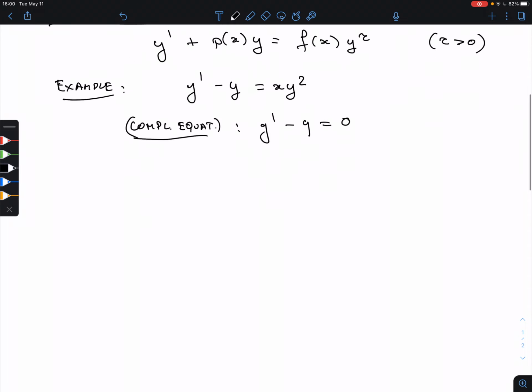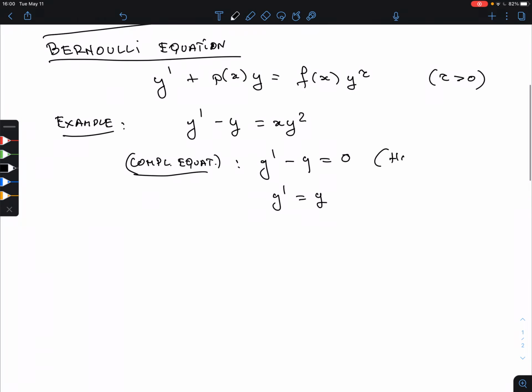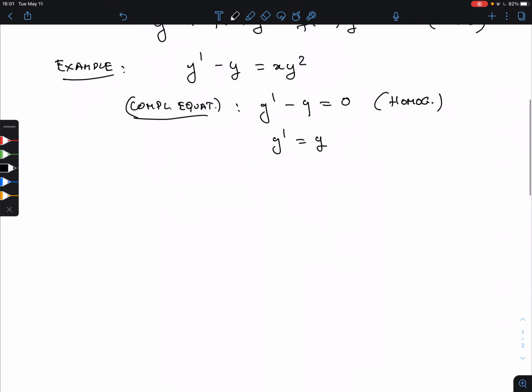That one we have solved before, right? y prime equals y. In fact, we can do this by separating variables. That's what we did. These linear homogeneous equations were separable equations. And let's just do it from the point of view of separable equations.